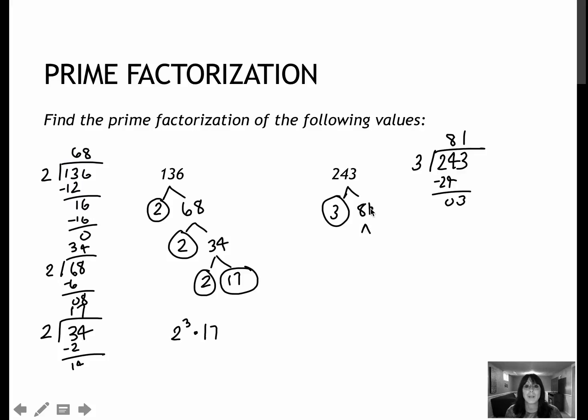81, again, 8 plus 1 is 9, so we know 3 goes into it, but most of us can look at 81 and know that's 9 times 9. 9 is 3 times 3, and 9 is 3 times 3. Remember, these are always numbers that multiply. And now I'm done because everything is circled, so my answer is 3 to the 5th, or I could write out 3 5 times.